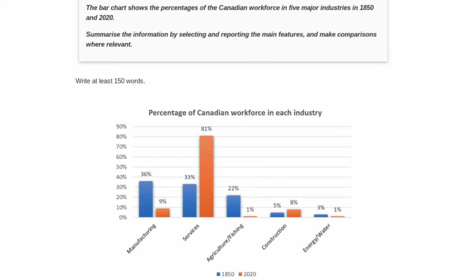So this is the chart that we are going to be using. The bar chart shows the percentages of the Canadian workforce in 5 major industries in 1850 and 2020. Summarize the information by selecting and reporting the main features and make comparisons where relevant.